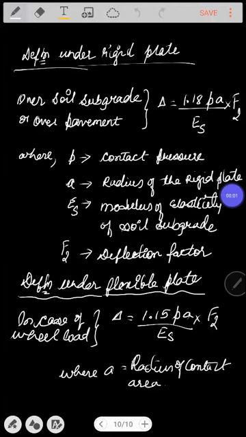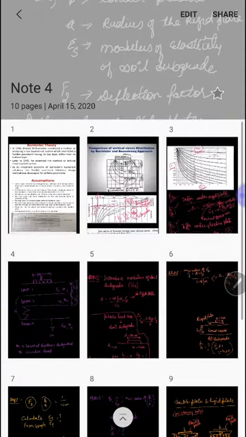Again, today I am going to revise the formulas required for calculating the deflection of the rigid plate. Whenever the rigid plate is placed over the soil subgrade or over the pavement surface, the delta can be calculated by this formula: delta is equal to 1.18 small p into a divided by ES into F2, where small p is the contact pressure, small a is the radius of the rigid plate, ES is the modulus of elasticity of the soil subgrade, and F2 is the deflection factor that we discussed in the previous slide, and how F2 could be determined with the help of the graph.